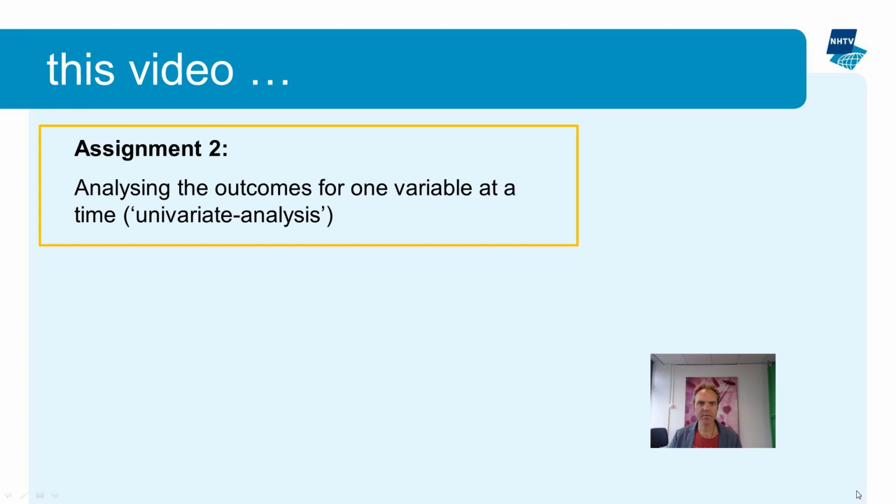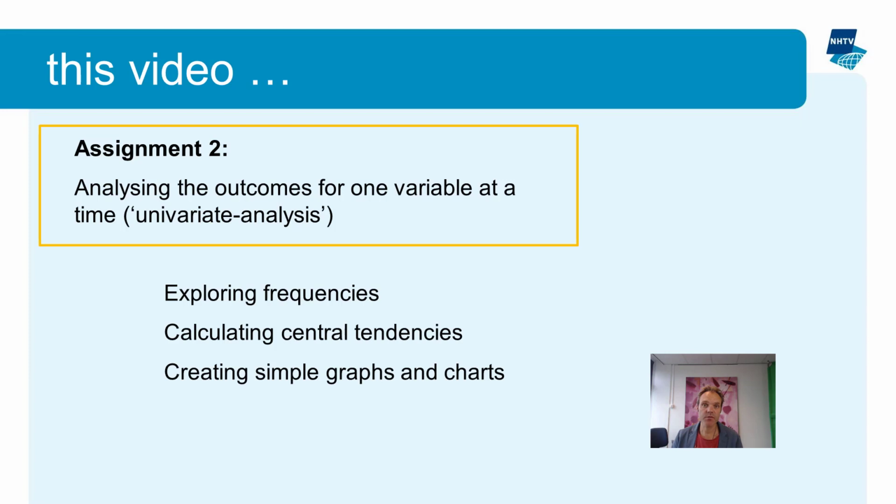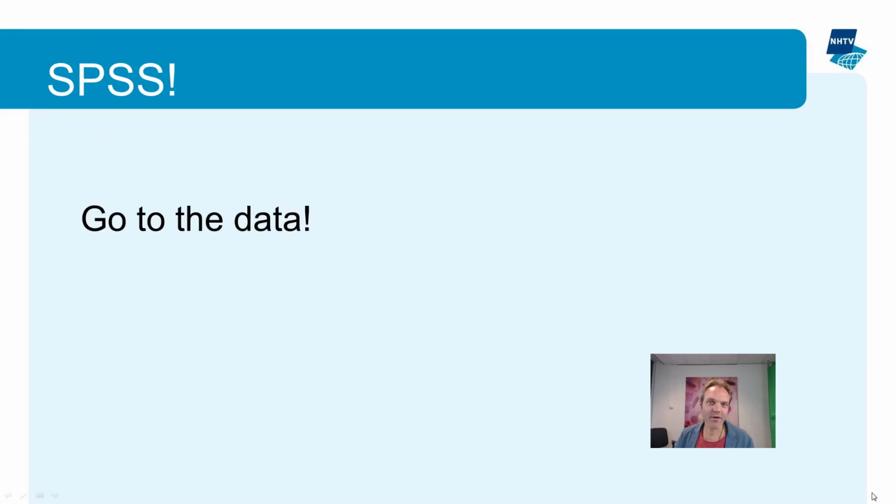Assignment 2 is about analyzing the outcome for one variable at a time, which is what we also call univariate analysis. More specifically, we are going to use SPSS to explore frequencies and to calculate central tendencies of variables, and we're going to use SPSS to create simple graphs and charts for us. So let's go to SPSS.